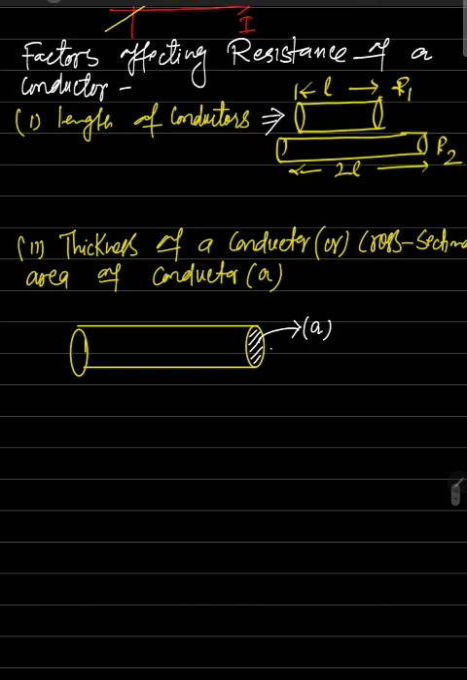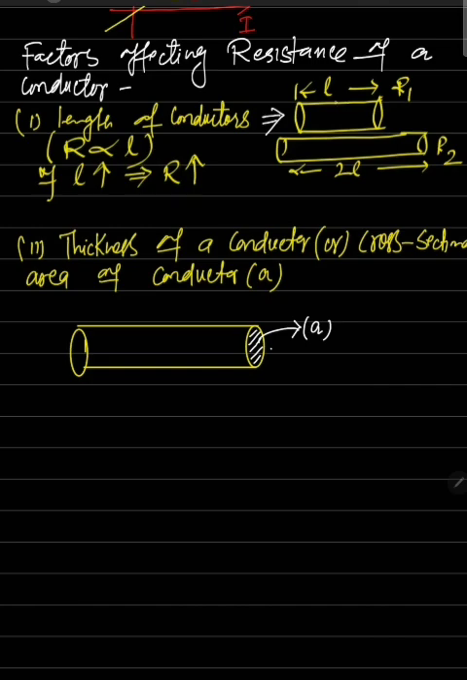Now let's discuss the factors affecting the resistance of a conductor. The first factor is the length of a conductor. How are length and resistance related? Actually, the resistance of any conductor is directly proportional to its length. What is the meaning of that? If length increases, then resistance also increases.